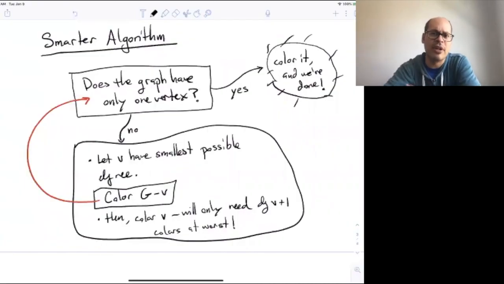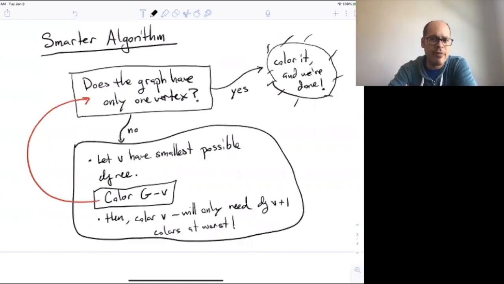As a small observation, we're sacrificing a little bit in terms of memory because we have to remember all this sequence of steps and all that, but depending on how crazy your graph is, that's not such a bad thing. Okay, so let's take a look at that in a little more detail. Let's take a look at this smarter algorithm.